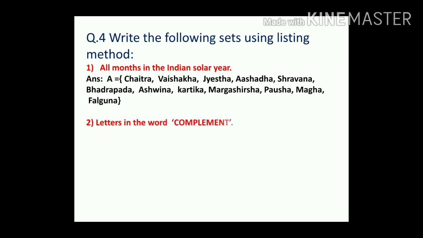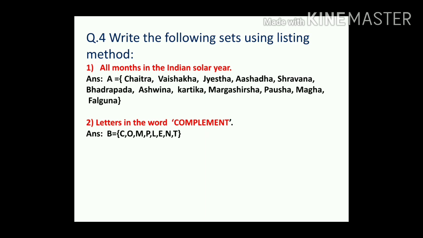Letters in the word complement. Here children, this set we have to write in listing method. So first of all, we have to give the set name. Here we have taken capital B equal to, open the curly bracket, C comma. In listing method, children, after every element we have to take comma. C comma, O comma, M comma, P comma, L comma. After L, what is there, children? E. E comma. After E, what is there? M. M already we have written. Okay. So again we will not write.